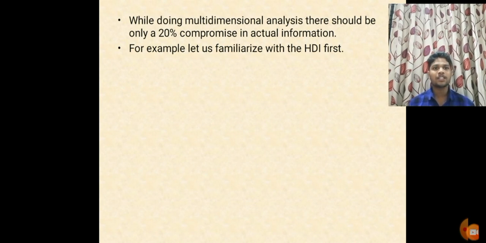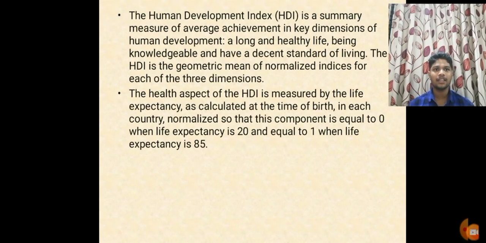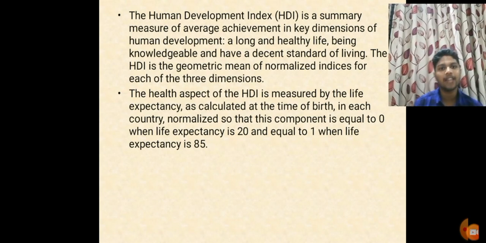So, I have already mentioned the Human Development Index, with which you are all familiar. For example, let us familiarize ourselves with the HDI, or Human Development Index, first. The Human Development Index (HDI) is a summary measure of average achievement in key dimensions of human development: a long and healthy life, being knowledgeable, and having a decent standard of living. The HDI is the geometric mean of normalized indices for each of the three dimensions.